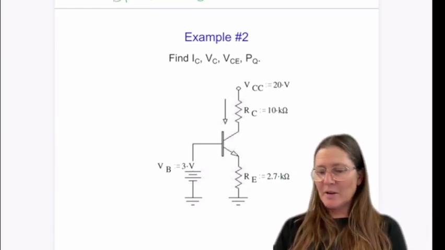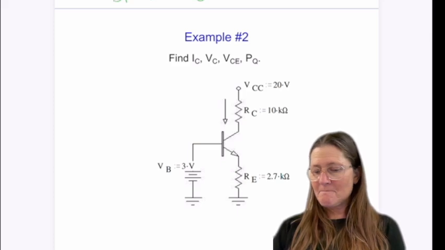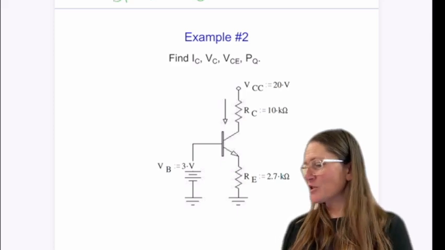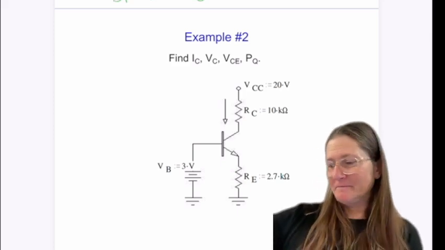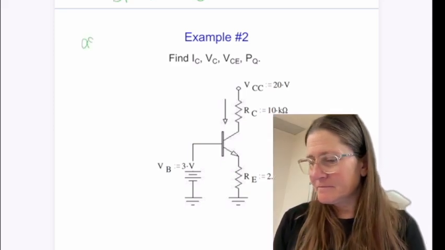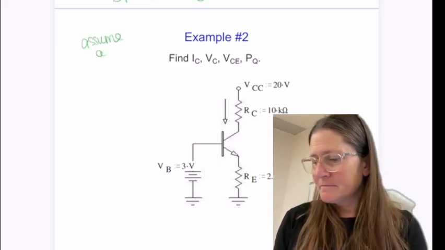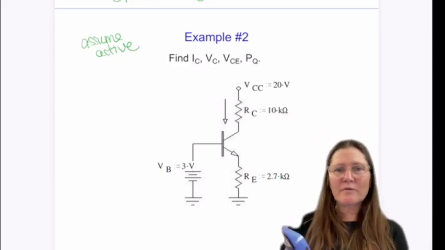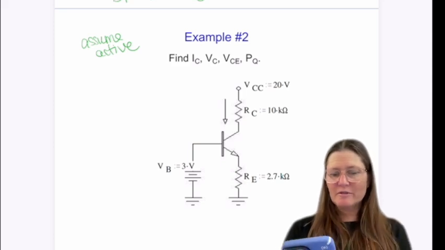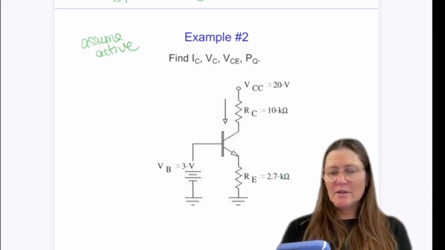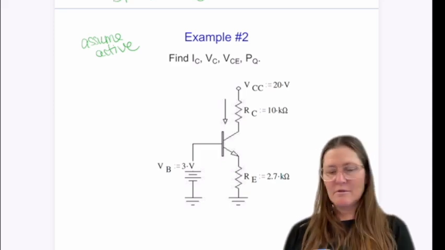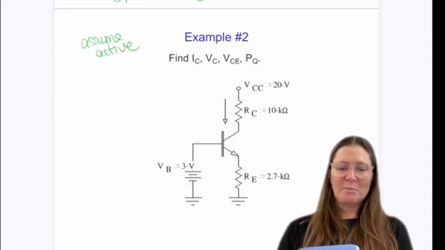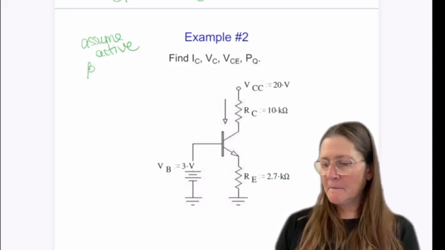Okay. So on this one, assume active, and solve for your currents and your voltages. Use beta as 100.